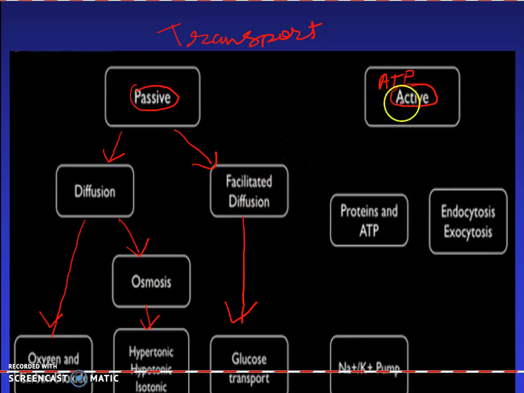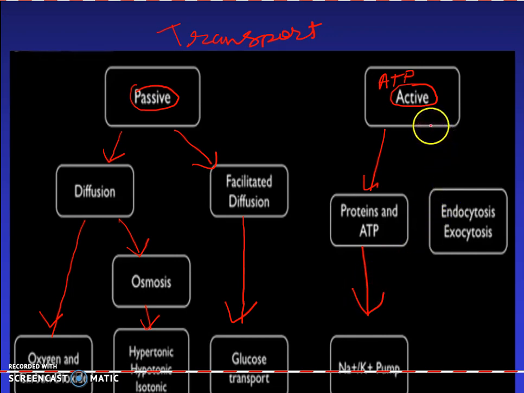Talking about active transport, it is a process in which you require energy in the form of ATP. You use proteins and ATP for active transport. One of the common examples you are going to learn about is the sodium and potassium pump. We are going to discuss that in more detail.